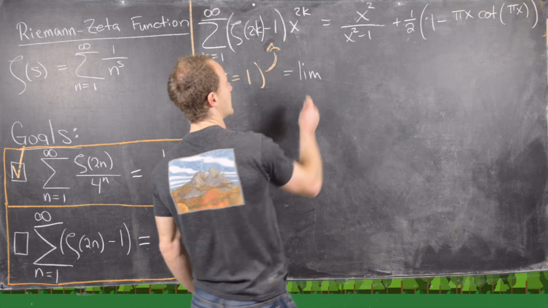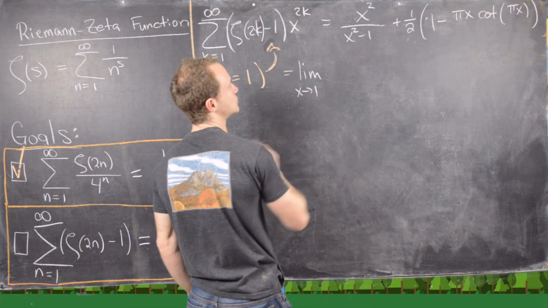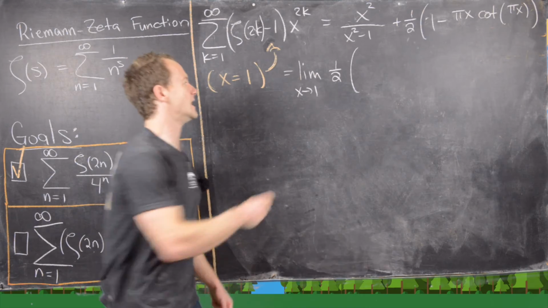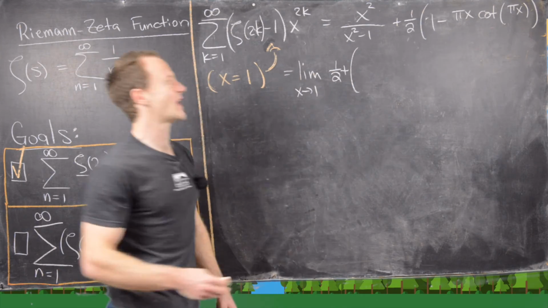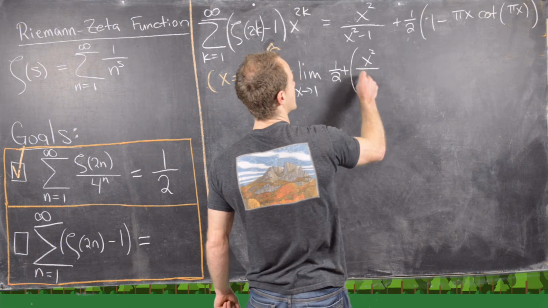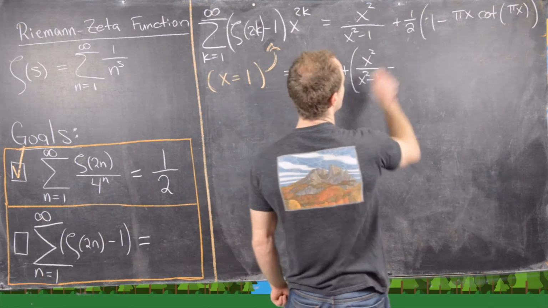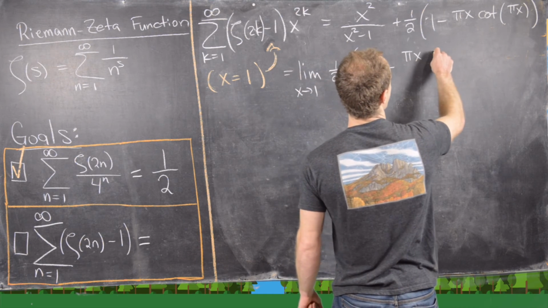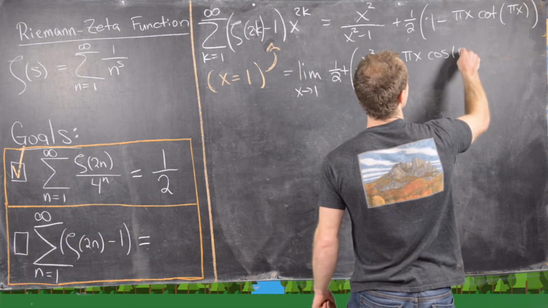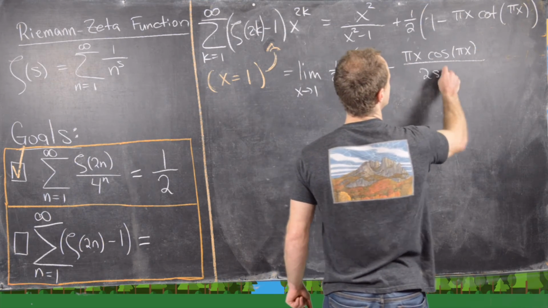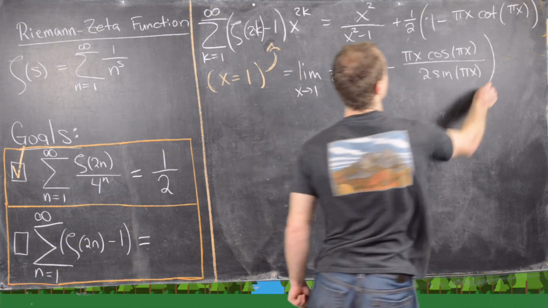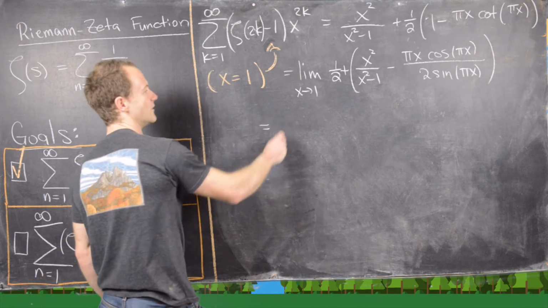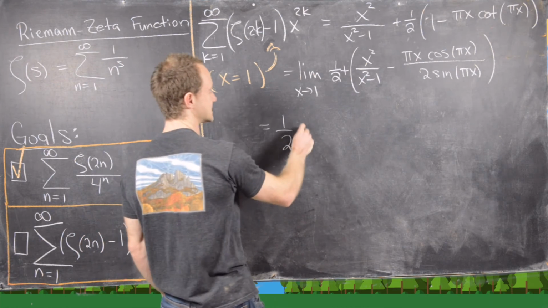So let's reiterate, that means we want the limit as x approaches 1 of, I'm going to bring this half out front of everything, and then see what we need after that. So we'll have half times x squared over x squared minus 1 minus pi x, and then I'm going to rewrite cotangent as cosine pi x over sine pi x. Okay, so I've just rewritten that. So notice the 1/2 is no problem at all. We know that that's going to be okay. I'll just take a half out of the entire limit.